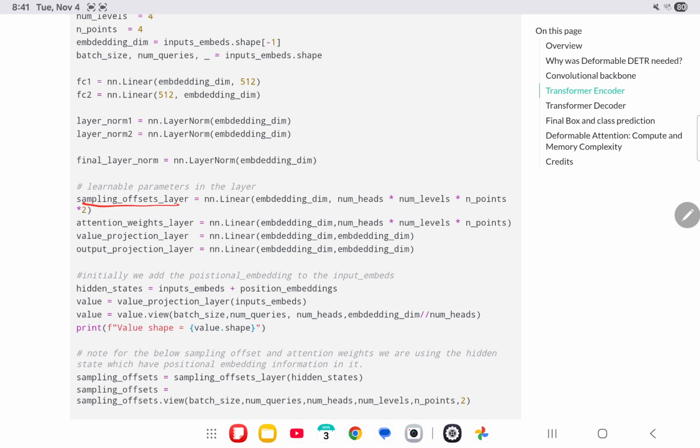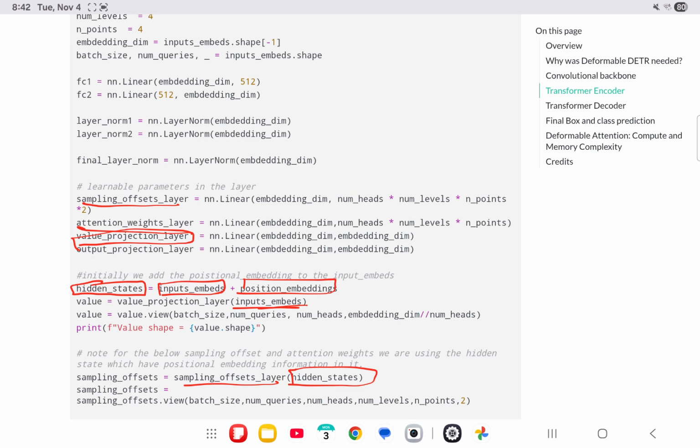One thing to look into a bit closely is that both of these layers, the sampling offset layer and the attention weight layer, are actually operating on a hidden state, which is the input embeddings plus positional embeddings. So they both operate on a hidden state which contains the positional information as well, and the value projection layer operates on the input embeddings. There is no positional embedding information in it. This is similar to what's happening in normal self attention, so that concept remains the same.